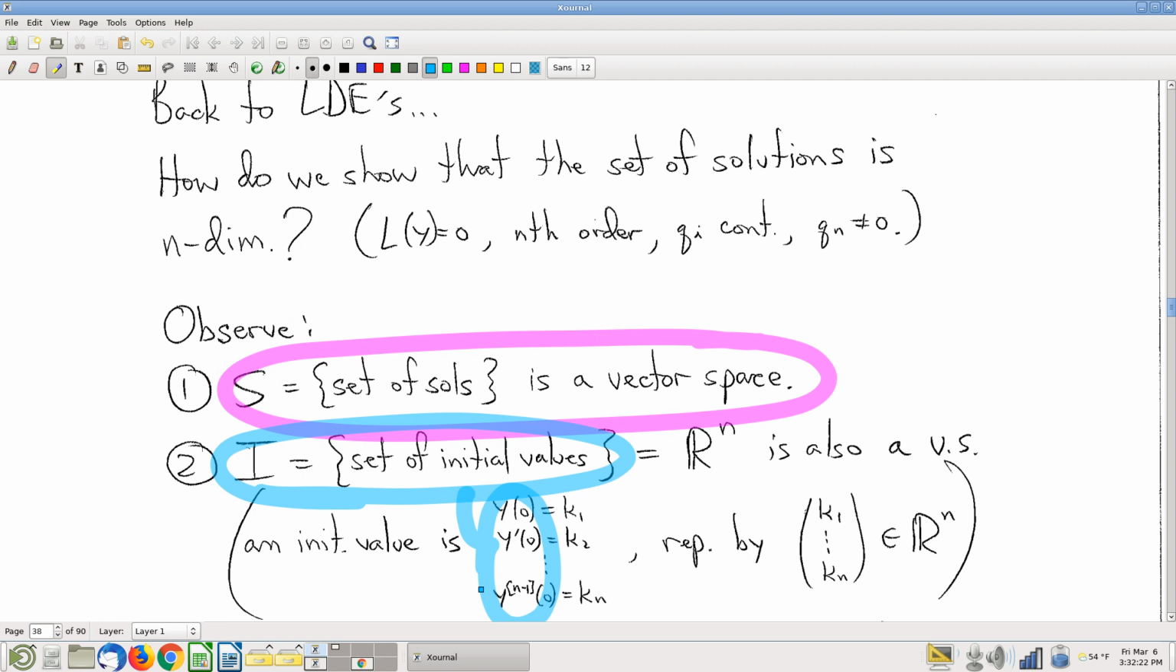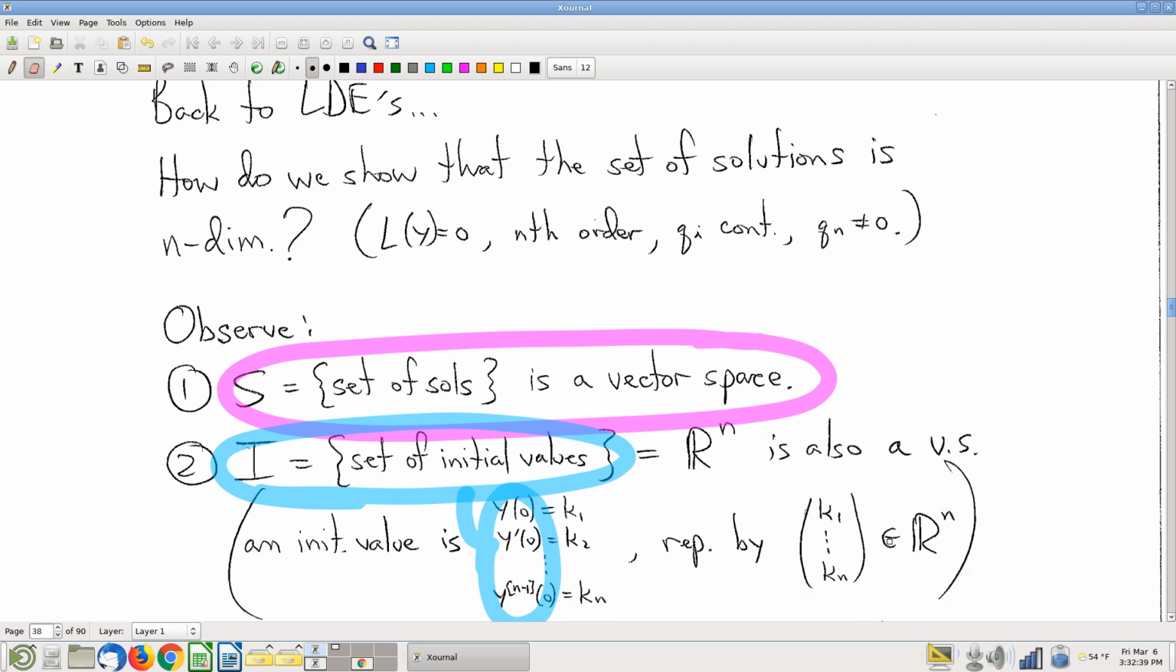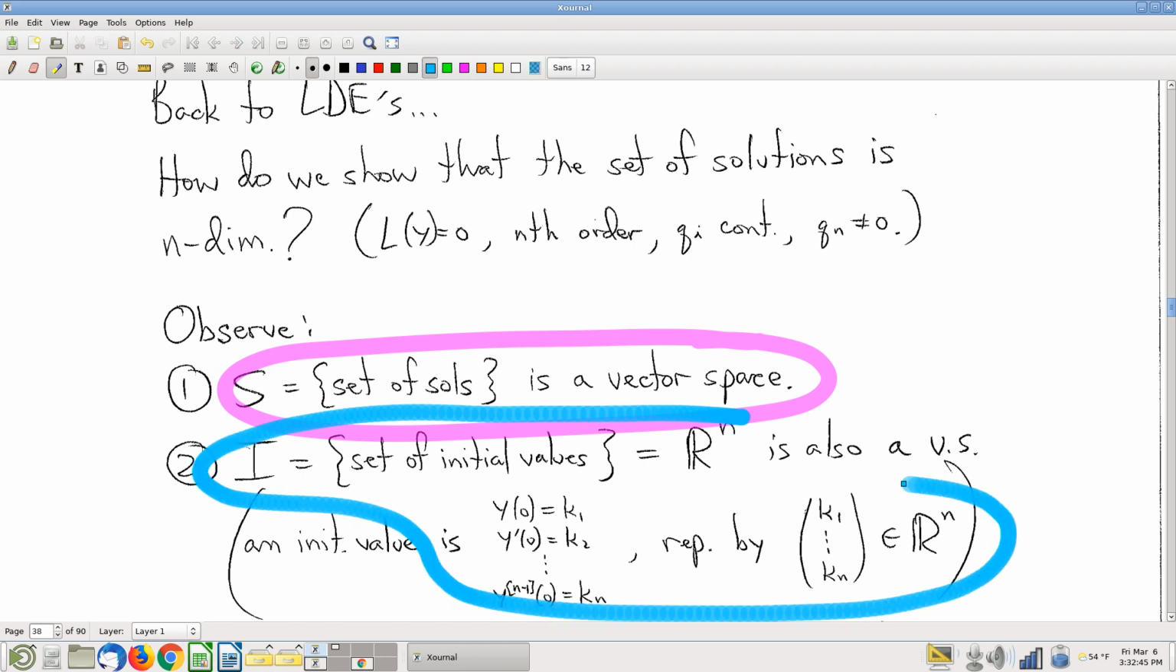All right, so innocent observation. These initial values, if you just look at what they are, an ordered list of n real numbers, they are a vector in Rn. Right? So in fact, there's another way to think about it. This set of initial values is Rn. That's one way you can think about it.